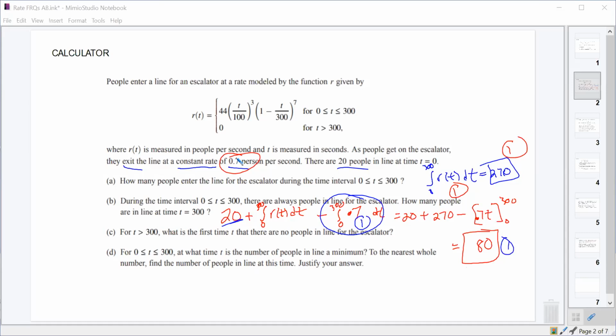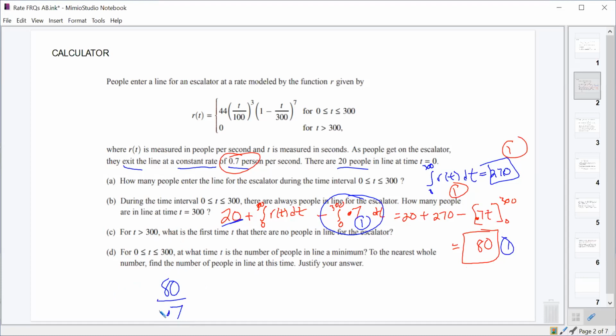All right, part C. For t greater than 300, we want to know what is the first time that there are no people in line for the escalator. Well, we finished with 80 people at t equals 300. We have 80 people at t equals 300, and 0.7 of those people exit the line every second. So just divide that by 0.7.